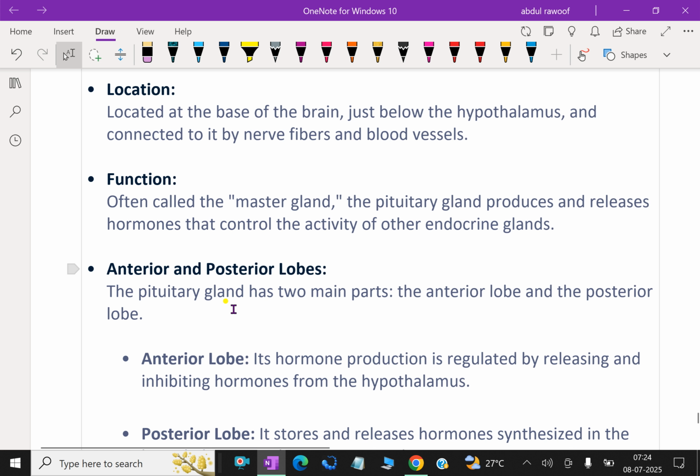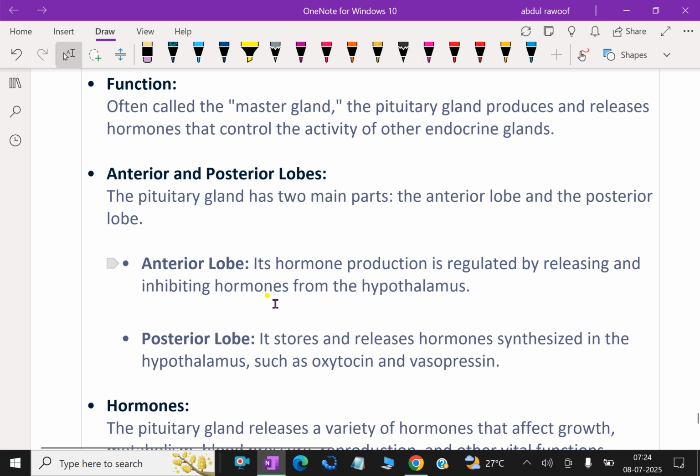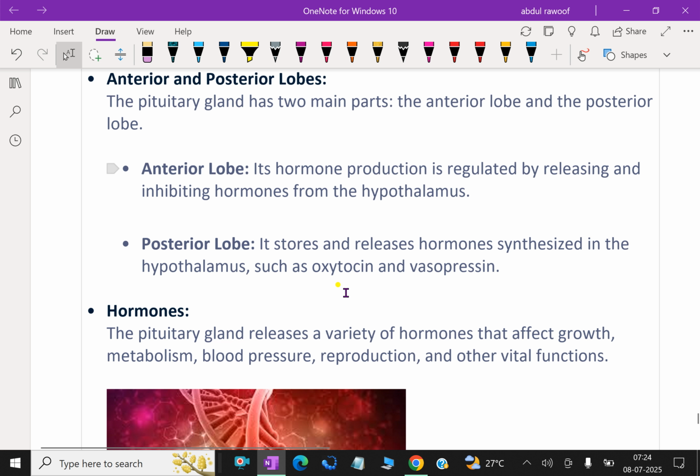Anterior and posterior lobes. The pituitary gland has two main parts, the anterior lobe and the posterior lobe. What is the anterior lobe? Its hormone production is regulated by releasing and inhibiting hormones from the hypothalamus. The posterior lobe stores and releases hormones synthesized in the hypothalamus, such as oxytocin and vasopressin.